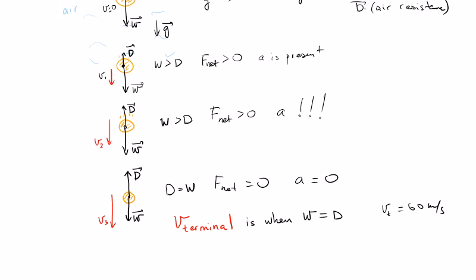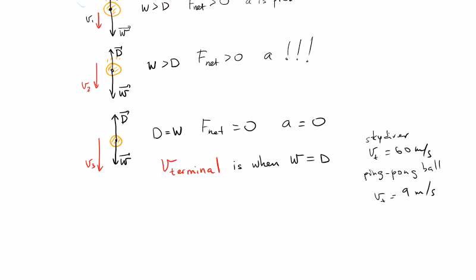If you take a ping pong ball, this is the skydiver, and the ping pong ball, V terminal equals 9 meters per second. If you have a parachutist, then the terminal velocity comes down to 5 meters per second. That's why when you use the parachute, you land on the ground at 5 meters per second very safely, and you don't break your legs.